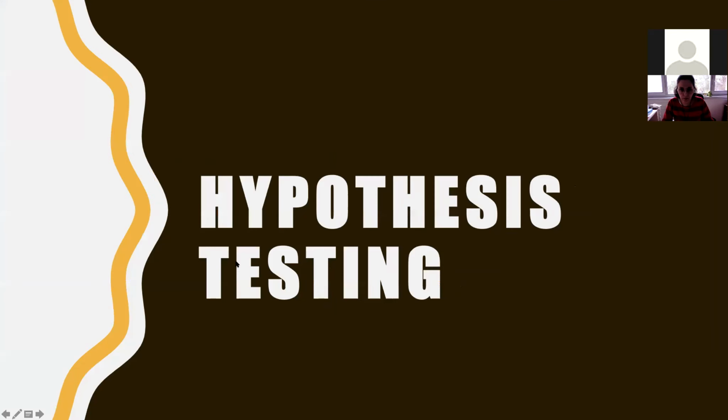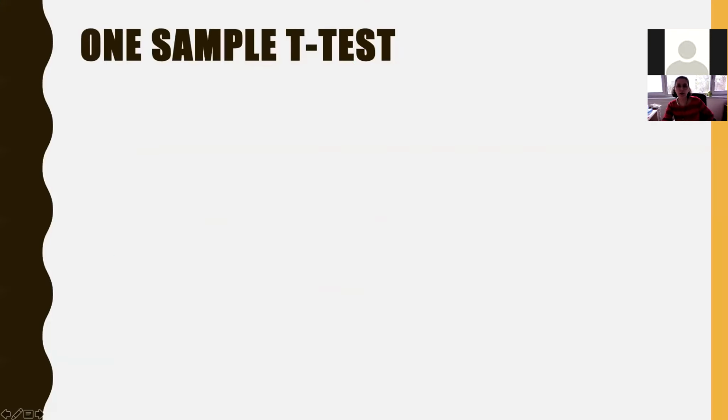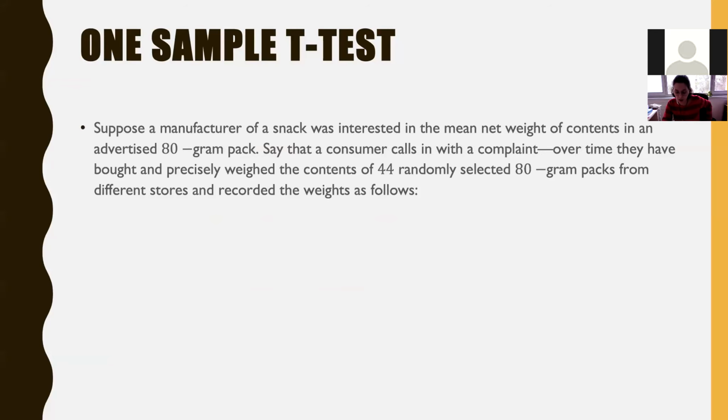Let me move to hypothesis testing with you guys. Let's start with the one sample t-test together, with an example. Please suppose that there's a manufacturer of a snack, and they are interested in the mean net weight of contents in an advertised 80-gram pack. A consumer calls in with a complaint, and over time they have bought and precisely weighed the contents of 44 randomly selected 80-gram packs from different stores and recorded the weights as follows.